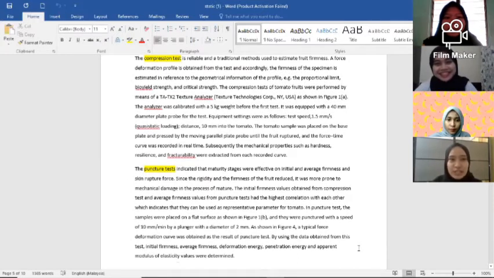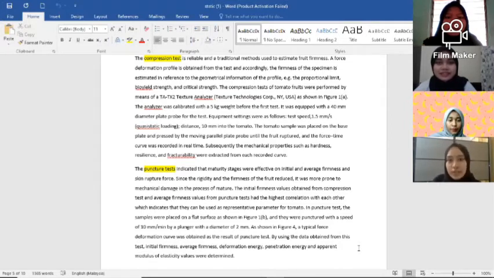Okay, so the first one is the compression test. Compression test is reliable and a traditional method used to estimate fruit firmness. A force deformation profile is obtained from the test, and accordingly, the firmness of the specimen is estimated in reference to the geometrical information of the profile, for example, the proportional limit, the bio-yield strength, and the rupture strength.